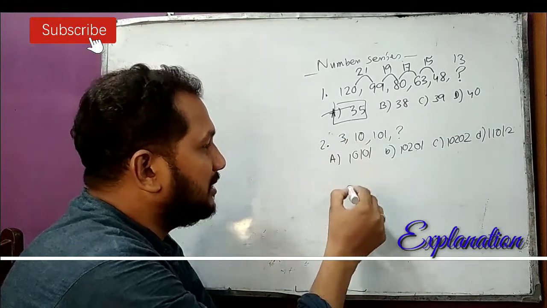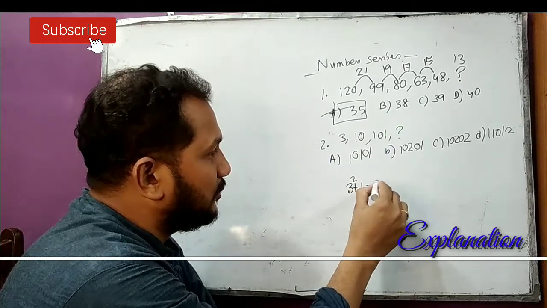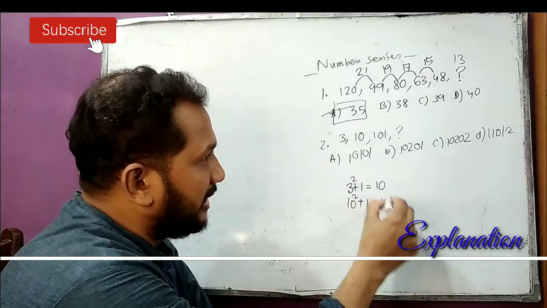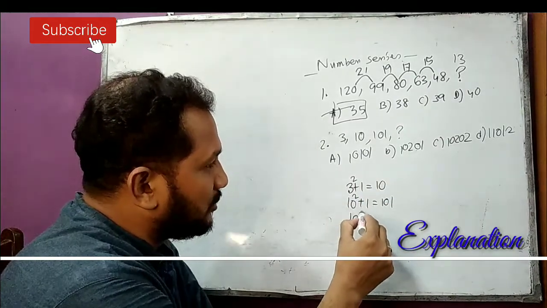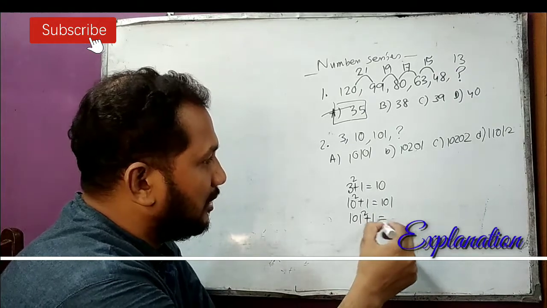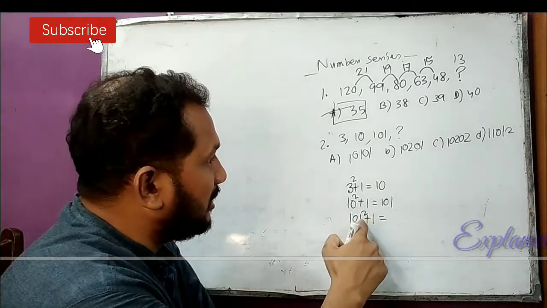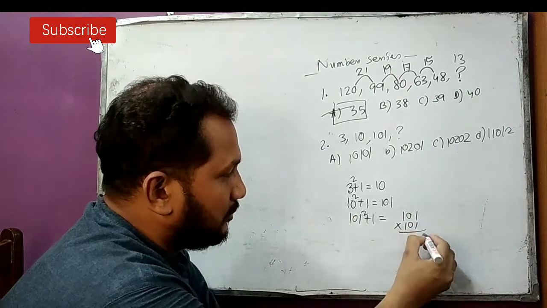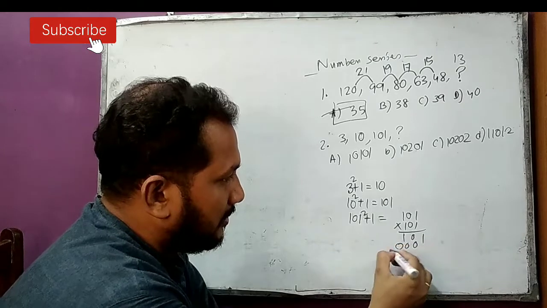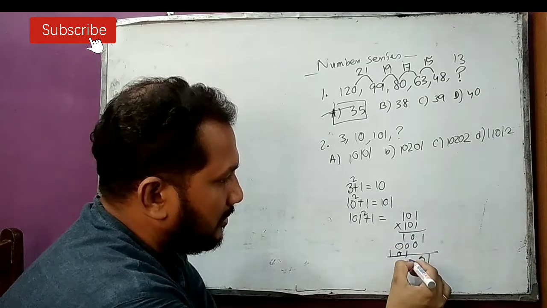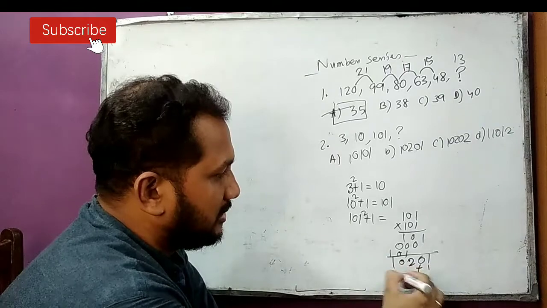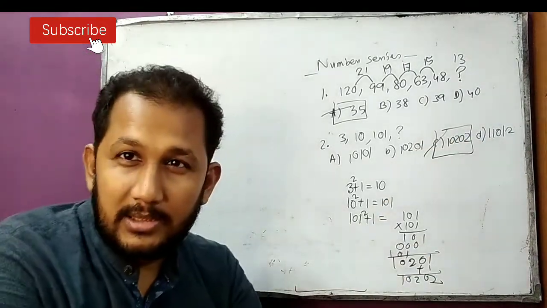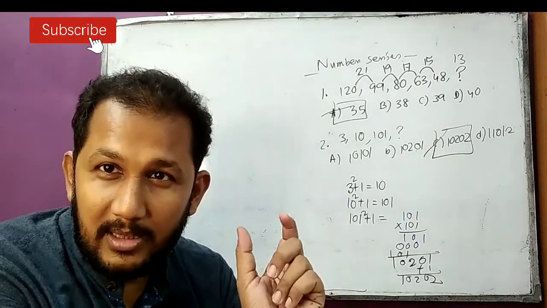That is 3 into 3, meaning 3 square plus 1, that is equal to 10. And 10 square plus 1 is equal to 101. So the next number would be 101 square plus 1. 101 square means 101 into 101, plus 1, that is equal to 10202. So the answer is 10202.